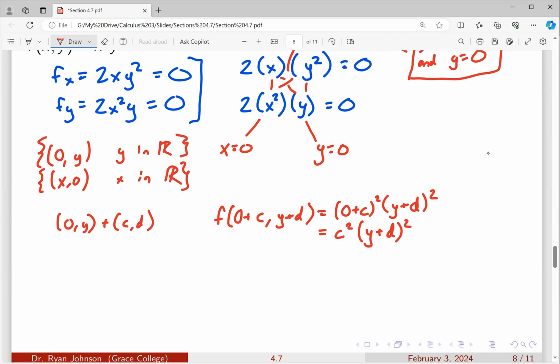So then this is going to be greater than 0. But f of 0y equals 0. And so then any point close to my critical point has to be bigger than it. Therefore, my critical point 0y is a minimum because any point close to it is bigger than it. Okay? So then that makes these guys all minimums.